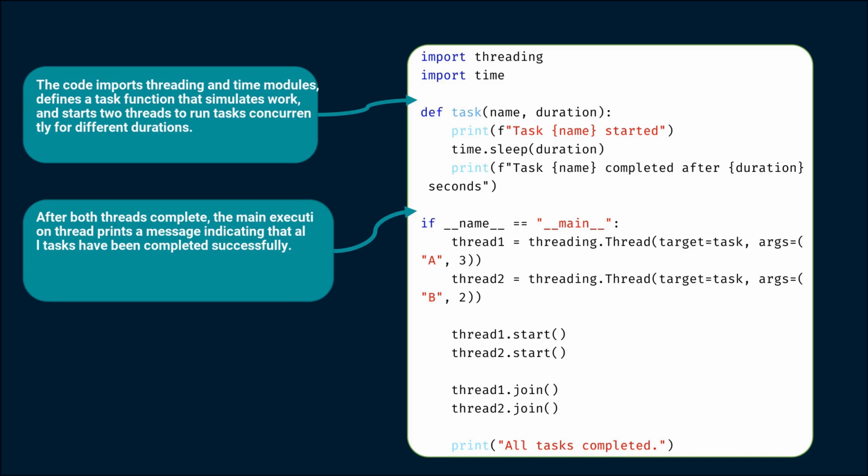Now let's see how we can implement this by creating two separate threads, thread 1 and thread 2, each responsible for executing the task function with different durations. We initiate both threads by calling their start method, which allows them to run concurrently. To ensure that the main program waits for both threads to finish their execution, we use the join method on each thread. This setup showcases the behavior of concurrent tasks in Python, as both tasks will start nearly simultaneously, enhancing the efficiency and responsiveness of the program.